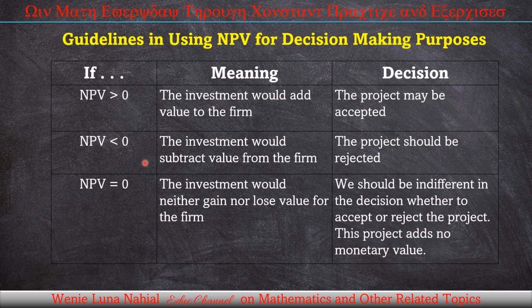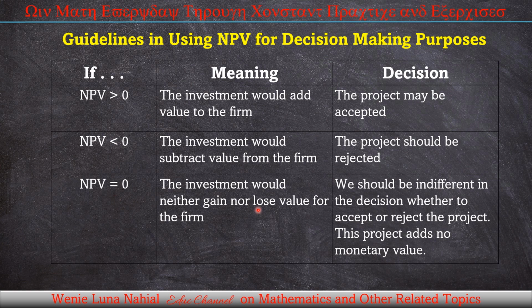Now, if the NPV is less than zero, the investment would subtract value from the firm. So that's the meaning. And the decision: the project should be rejected. It should be rejected because if you take the project and the NPV is less than 0, then there is going to be a big problem for the business owner.